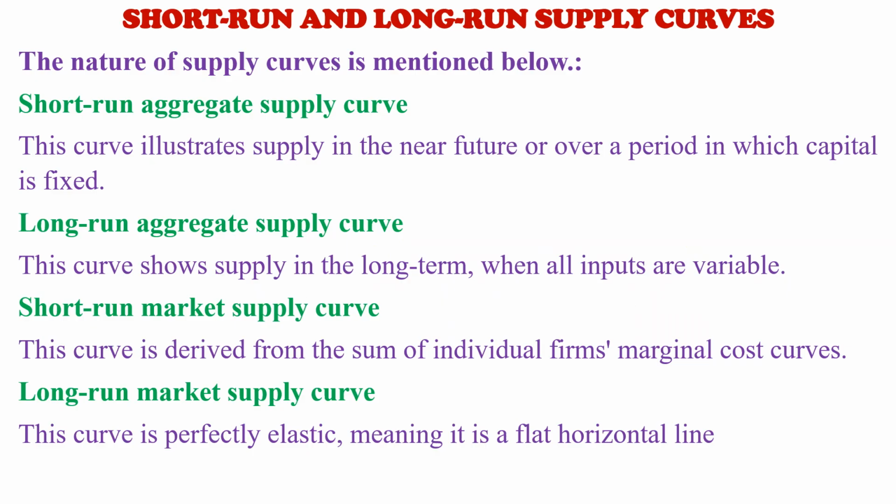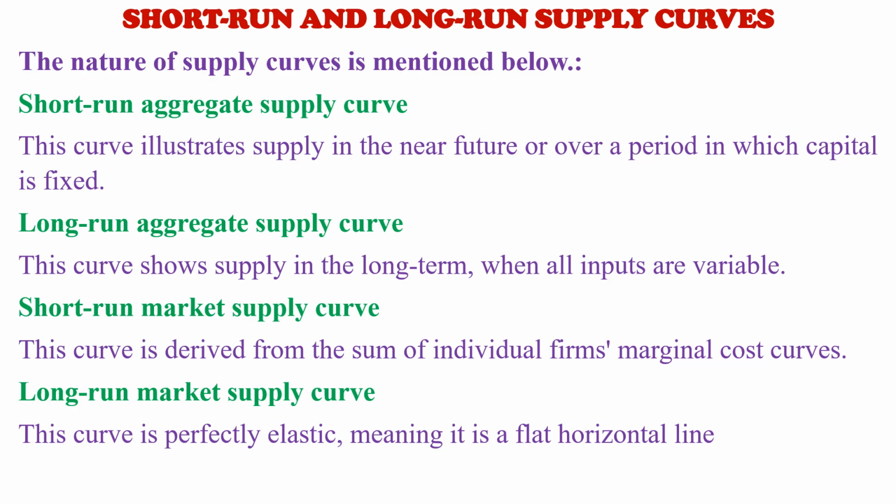Short-run and long-run supply curves. The nature of supply curves is mentioned below. Short-run aggregate supply curve. This curve illustrates supply in the near future or over a period in which capital is fixed. Long-run aggregate supply curve. This curve shows supply in the long term, when all inputs are variable.